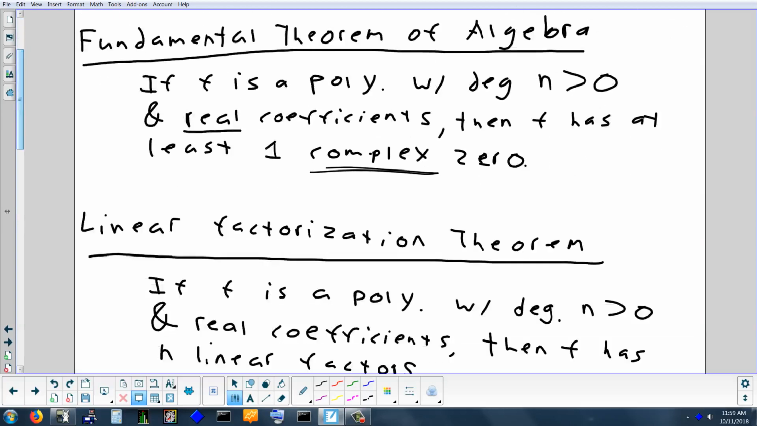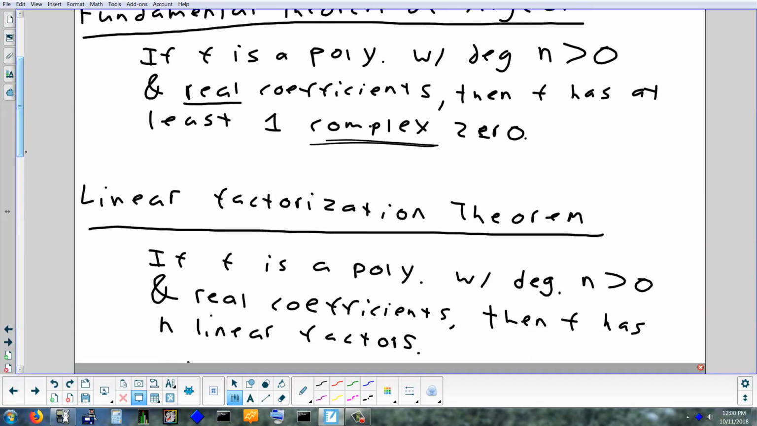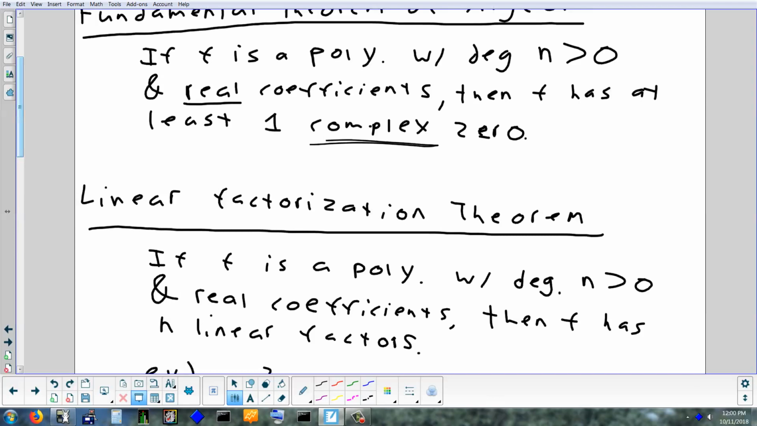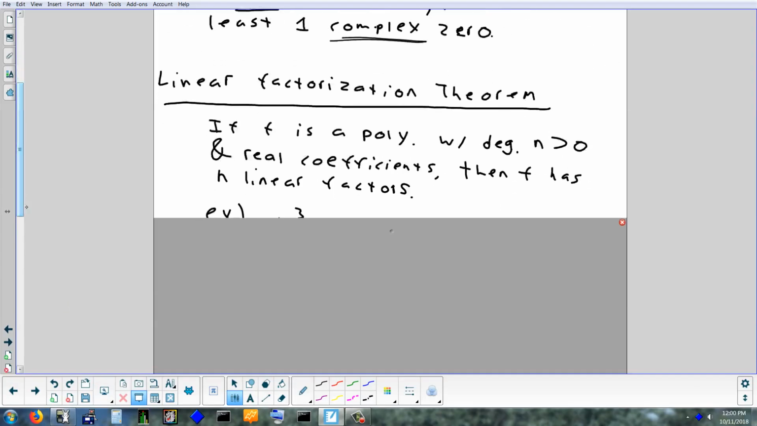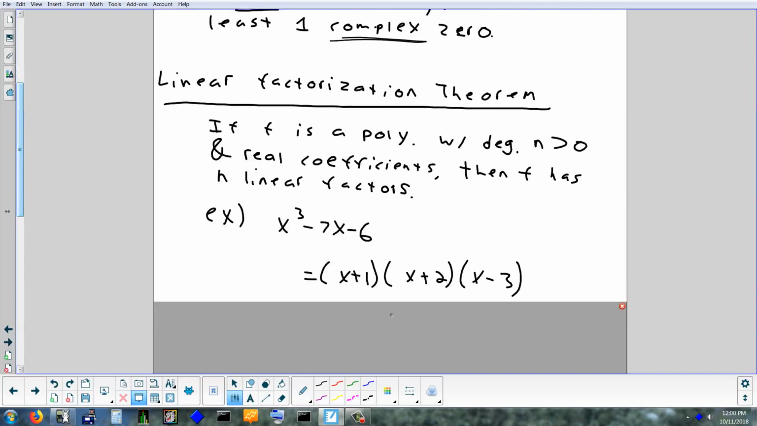This is the theorem that's more important. It's more specific. It says that if you solve a polynomial where the degree is not a constant, anything higher than a constant, then if you want to factor it, it will factor into as many sets of parentheses as you have the highest exponent. If the highest exponent is a 3 and you want to factor it, 3 sets of parentheses. If the highest exponent is a 5 and you want to factor it, 5 sets of parentheses.